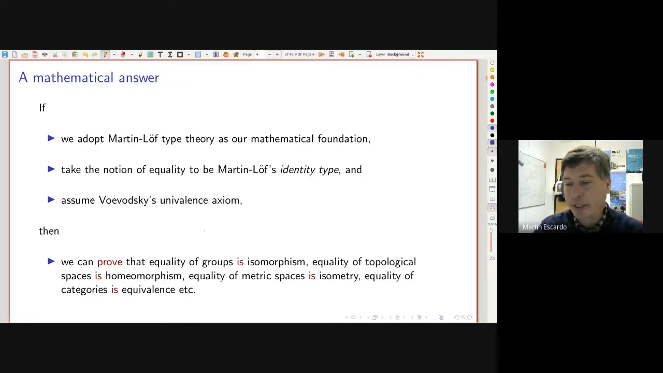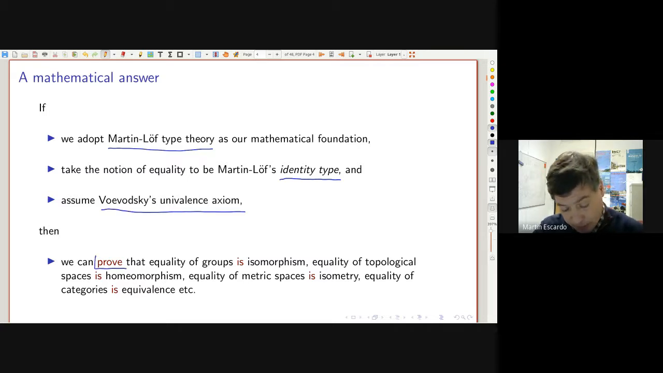So if we work in a foundation different from set theory, so this you wouldn't be able to do in set theory, but if you work in Martin-Löf type theory, and we use the notion of equality which is known as the identity type, and we use an axiom which is called the Univalence Axiom, which was proposed by Vladimir Voevodsky, then we can actually prove that equality of groups is isomorphism, equality of topological spaces is homeomorphism, and so on. Equality of categories is equivalence.